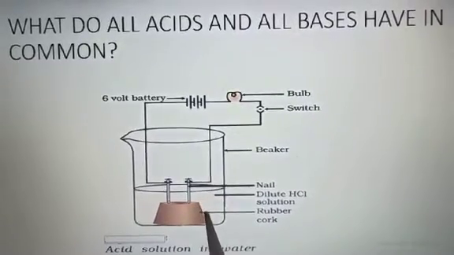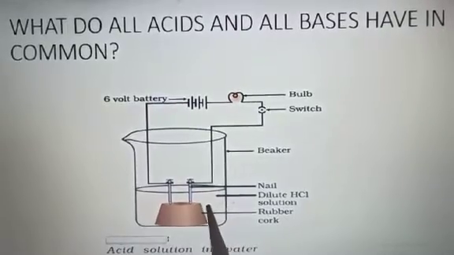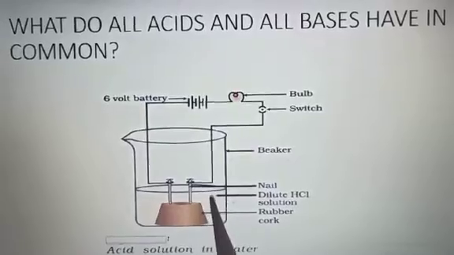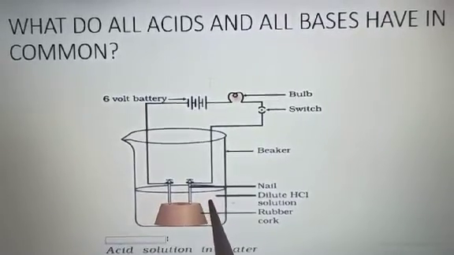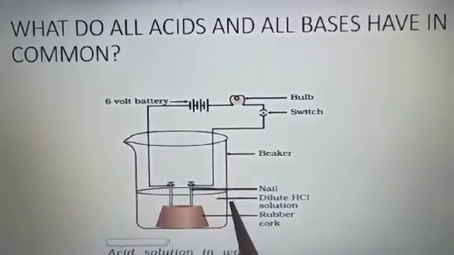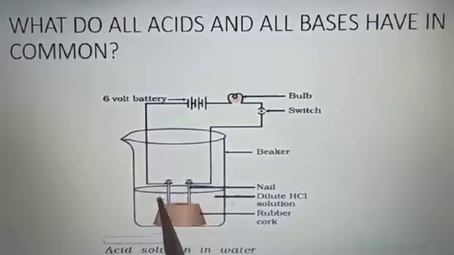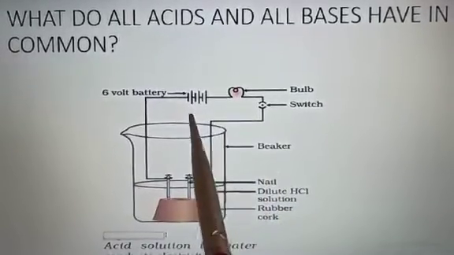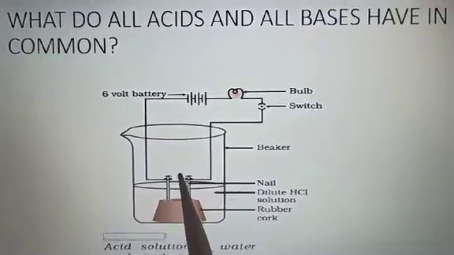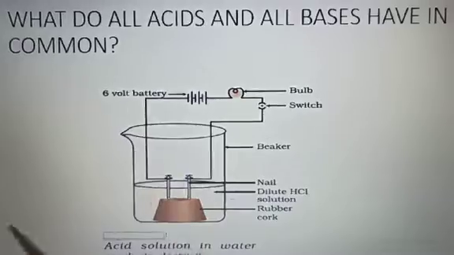Whenever any acid dissociates into ions, it can conduct electricity. So the chloride ions, which are the negative ions, will go towards the positive terminal, and the positive ions will go toward the negative terminal. In this way the circuit will be complete, and then the electricity will flow and the bulb will glow.